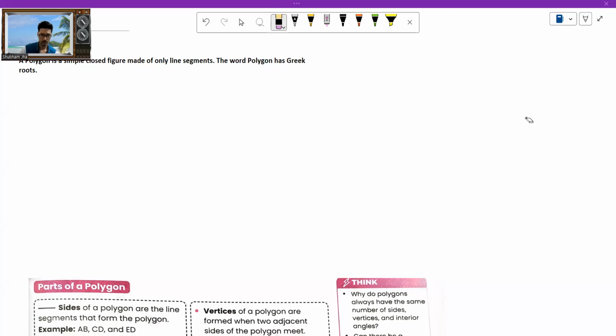A polygon. So let us understand what is a polygon. Now see, polygon comes from two words. The first is poly and the second is gon. If we were to understand the term polygon, poly means many and gon means sides. Basically any figure that has many sides is called a polygon. But wait, there is another definition here.